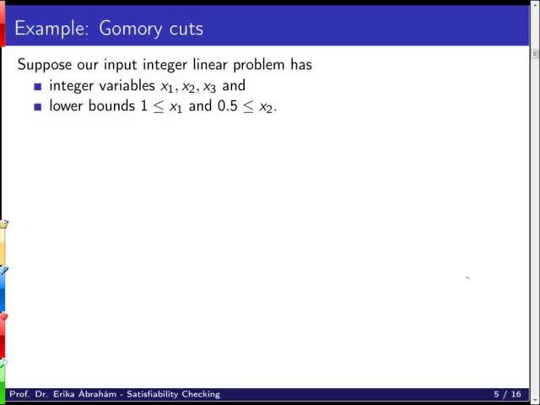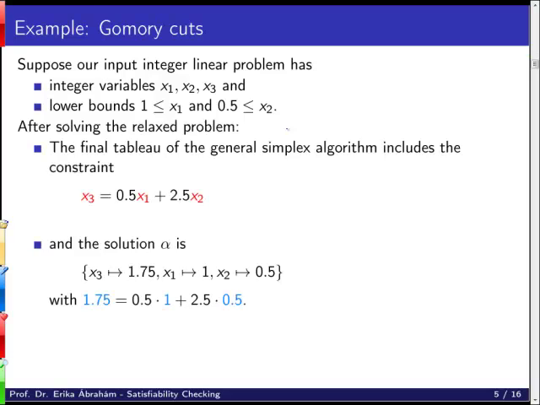So, we first look at an example, how to apply it, and then we will formalize it more generally. So assume we have three variables, x1, x2, and x3, and we have two lower bounds. x1 should be larger or equal 1, and x2 should be larger or equal 0.5. And now we solve first the relaxed problem.